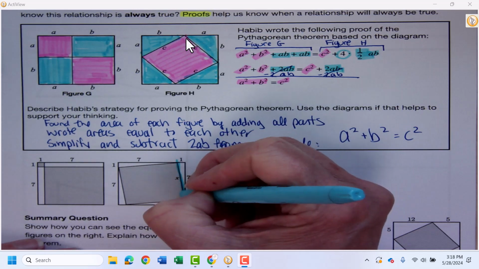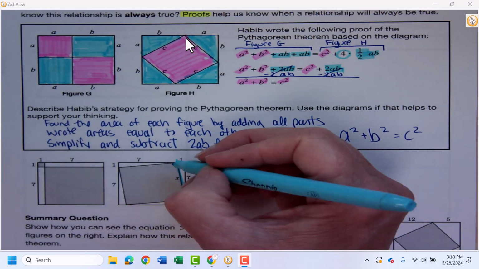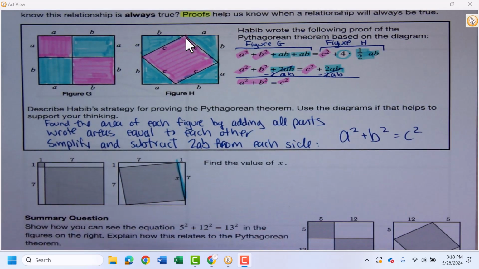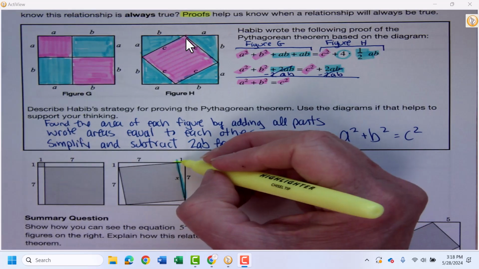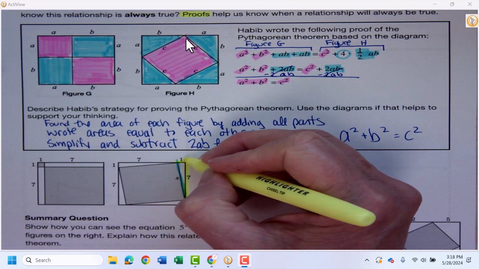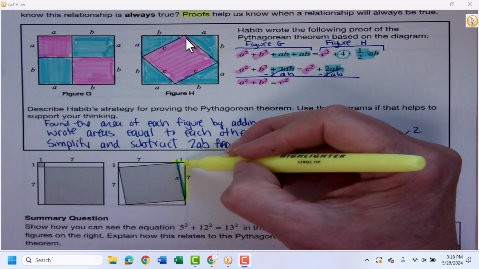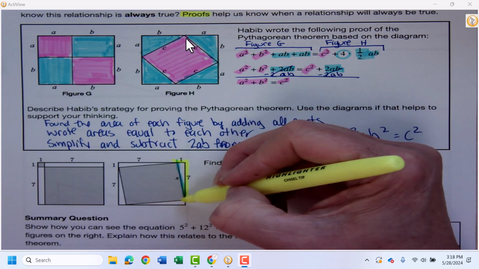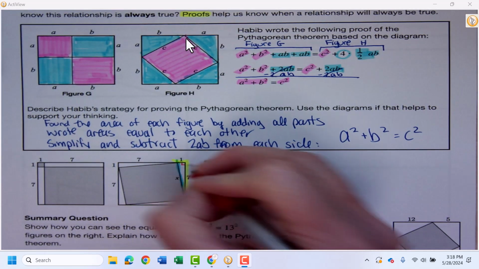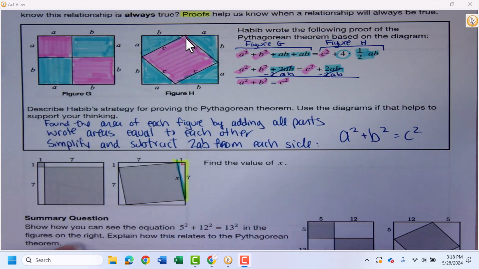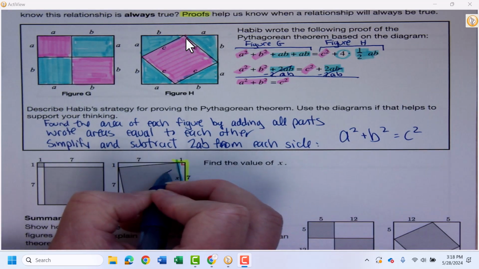And I'm going to see, is that segment part of any right triangle? And the answer is yes. I know that this side and this side make a right angle. So these two yellow legs and this blue hypotenuse actually make a right triangle. I'm going to mark the right angle here just so we're seeing it. So this is the hypotenuse.